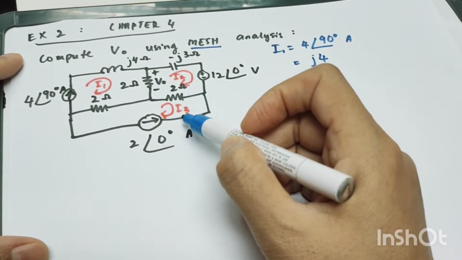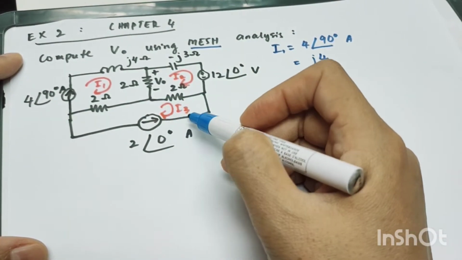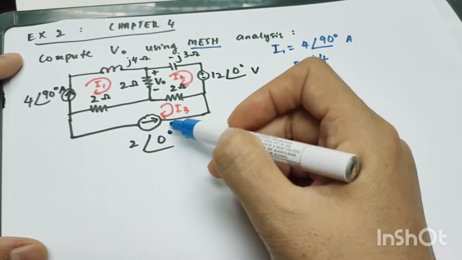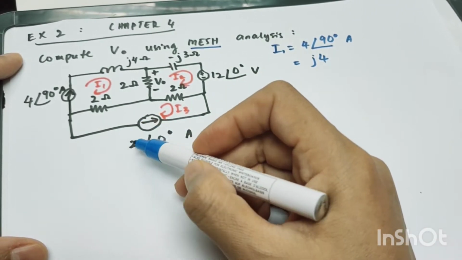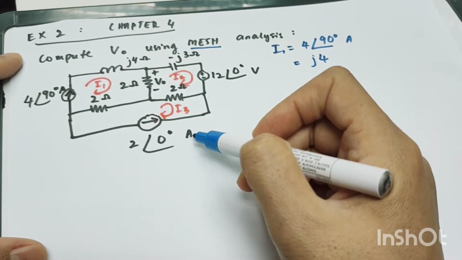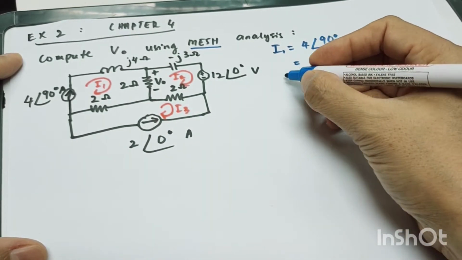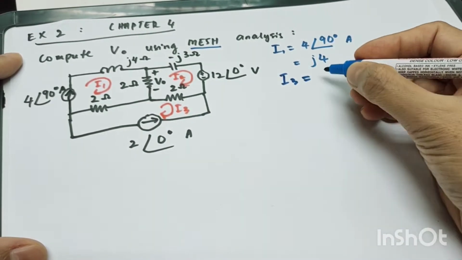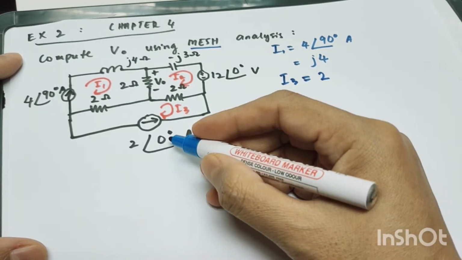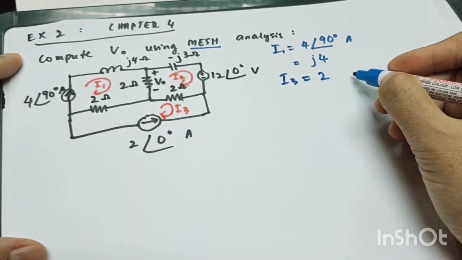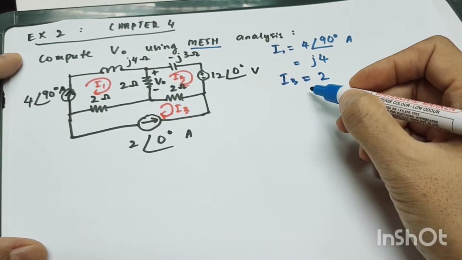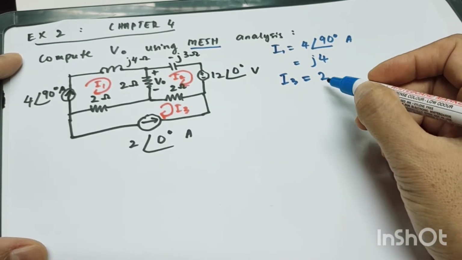Now what else do we have? If you see here, this is mesh I3, or loop I3. Loop I3 as well has a current source. The value is 2 and the angle is 0 ampere. So we can simply take the value as well: I3 is equal to 2, and because the angle is 0, we don't have to write the degree. Is it correct like this? Please look carefully at I3.